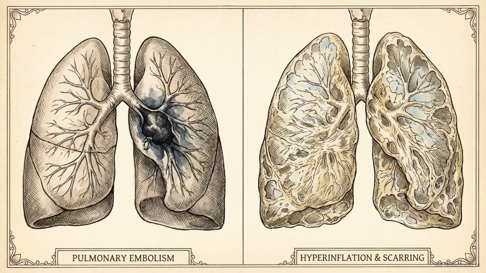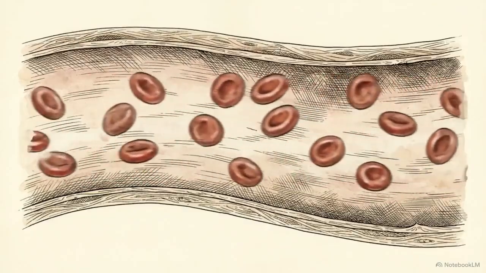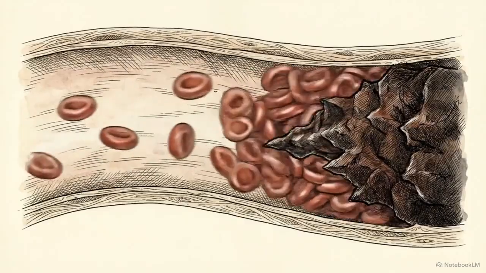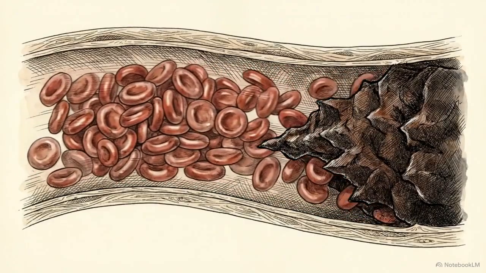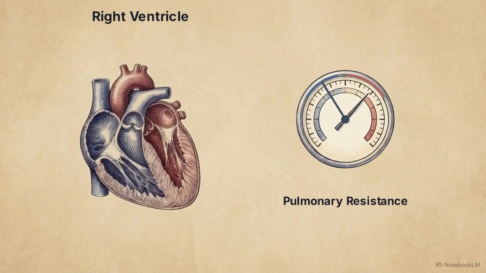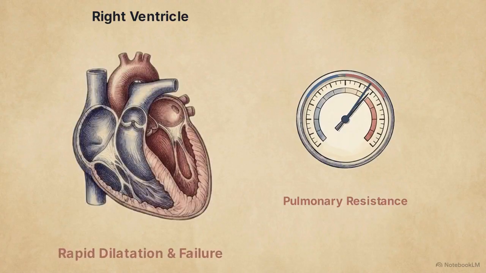This condition follows two divergent clinical pathways, acute and chronic cor pulmonale. Acute cor pulmonale is typically triggered by massive pulmonary embolism or injury from positive pressure ventilation in patients with acute respiratory distress syndrome. Because the pressure increase is sudden, the right ventricle cannot thicken its walls in time. Instead, it undergoes rapid dilatation and failure.